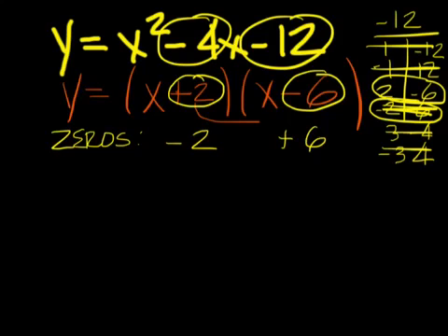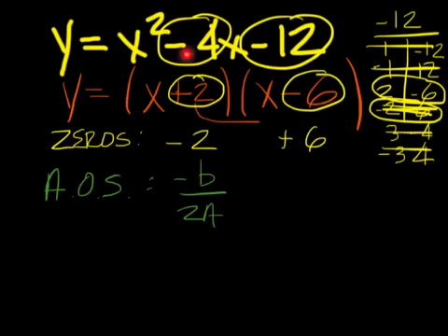Now what's the next thing we have to find? The axis of symmetry. Yeah, we need the axis of symmetry, AOS. And what's the formula for that? Negative b over 2a. Negative b over 2a. Where do we find our b and a? Your b is 4x. No, it's negative 4. Okay.